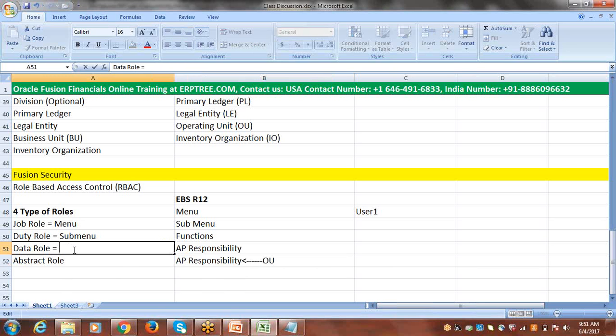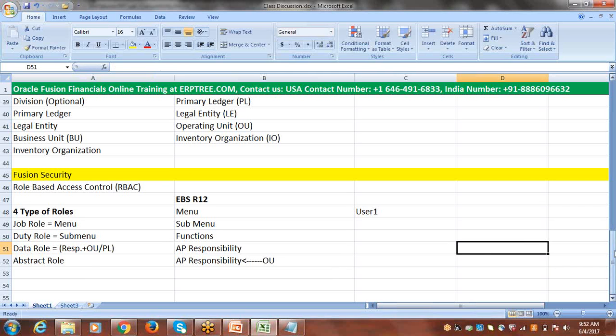So data role is equal to, as per EBS, a particular responsibility plus OU and primary ledger, or responsibility plus primary ledger. Anything you can take, that purely depends on for which application responsibility that is.